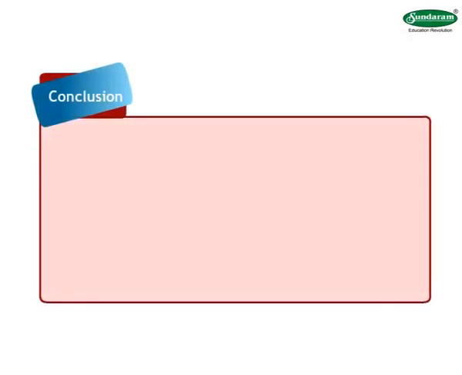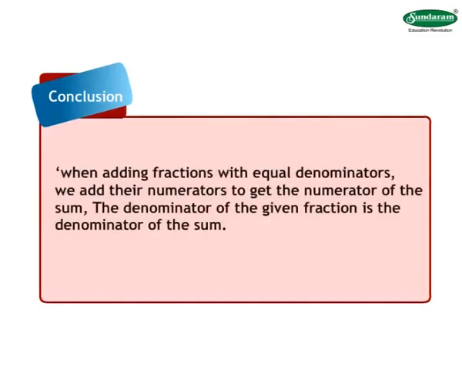What is our conclusion from this? We can conclude that when adding fractions with equal denominators, we add their numerators to get the numerator of the sum. The denominator of the given fraction is the denominator of the sum.